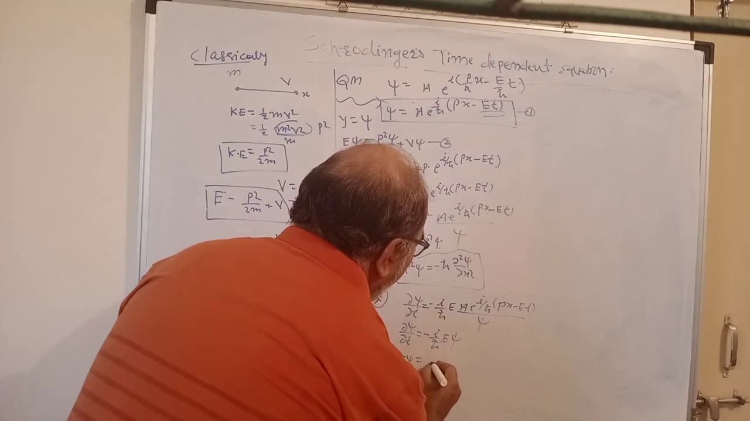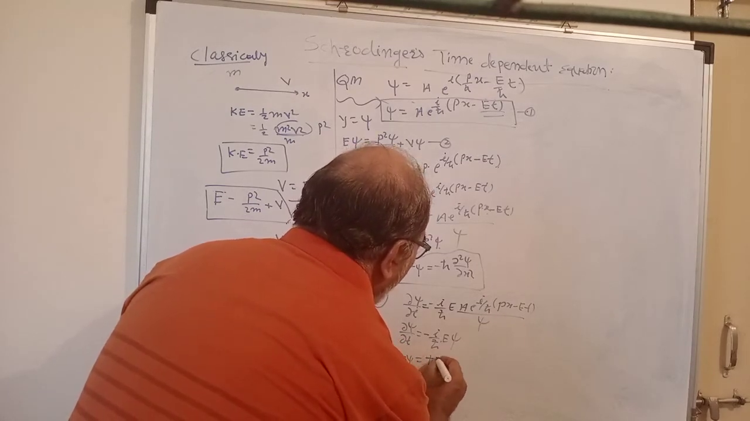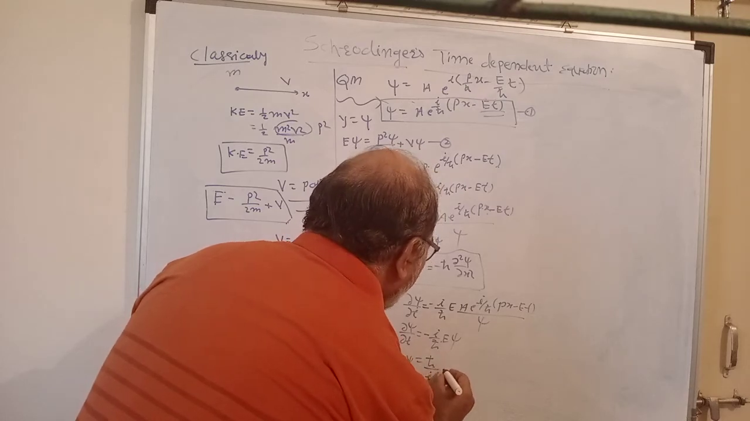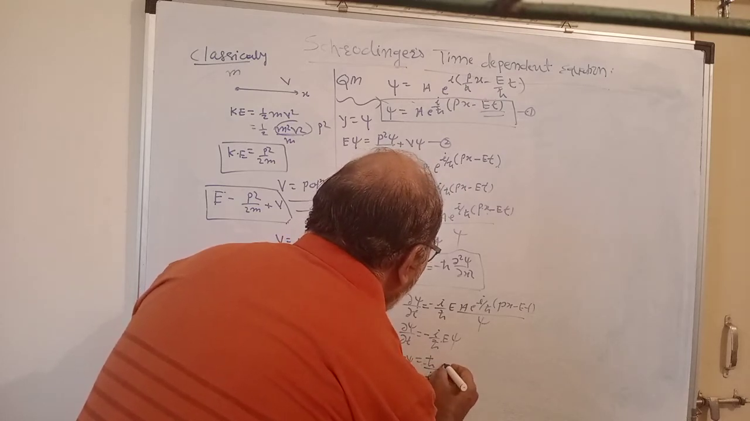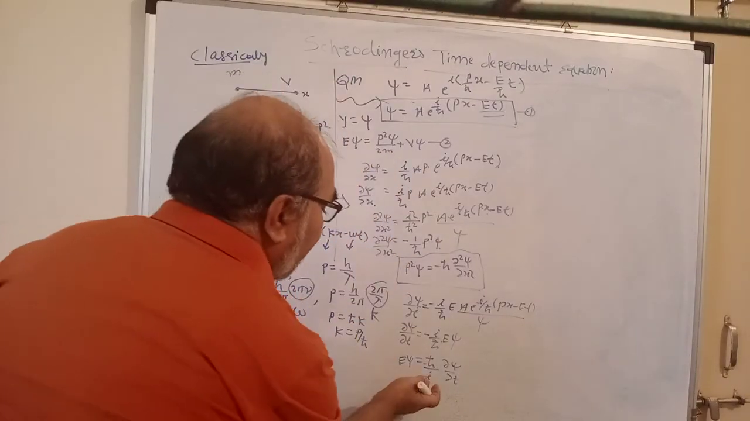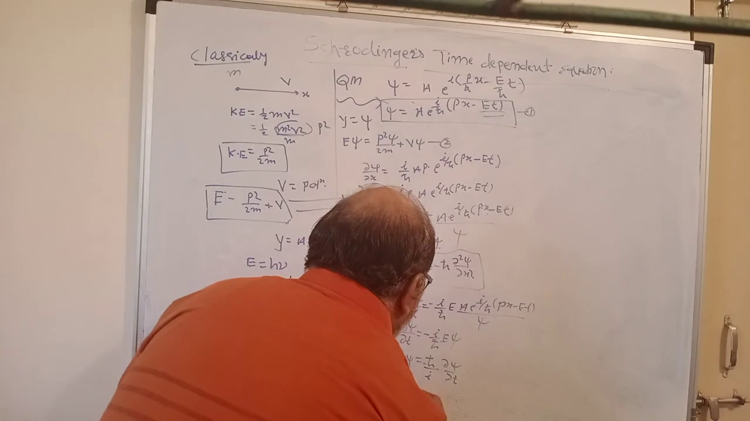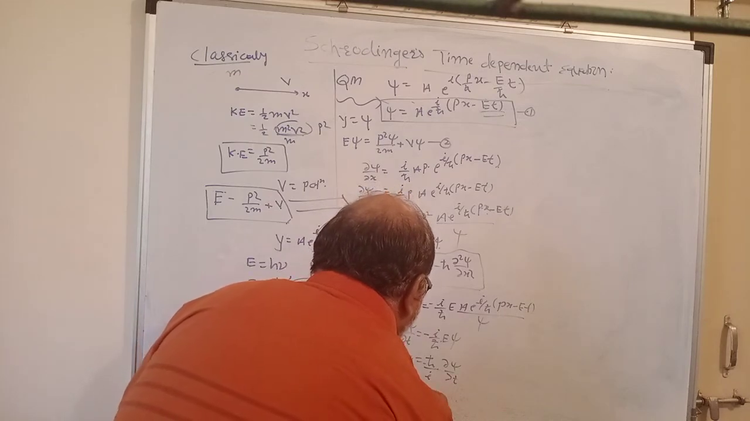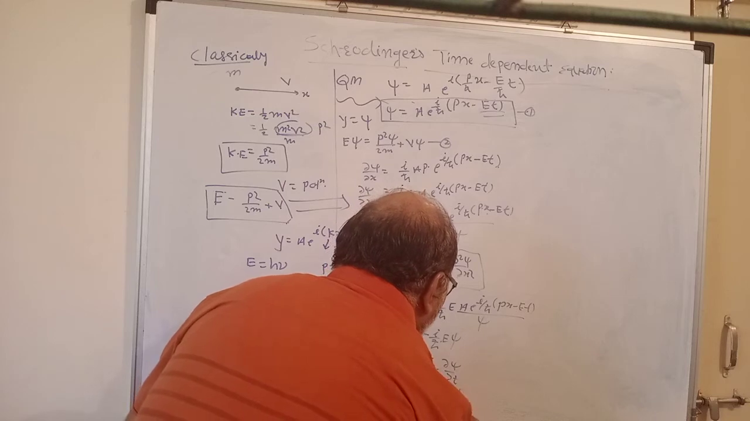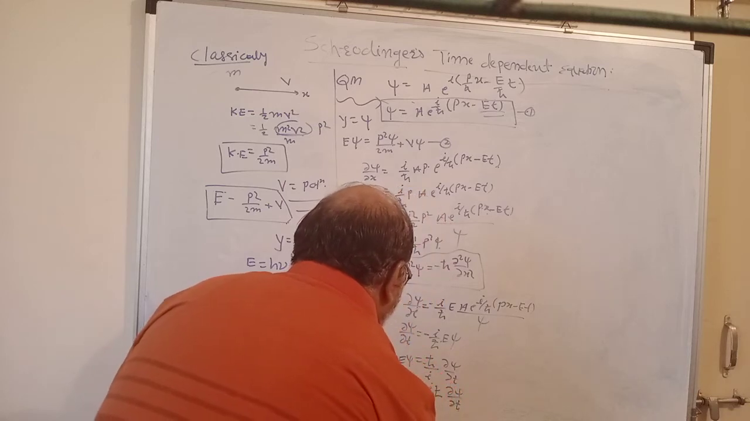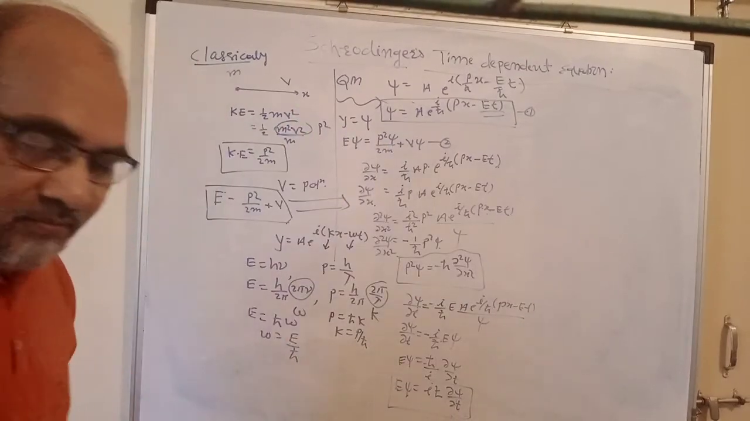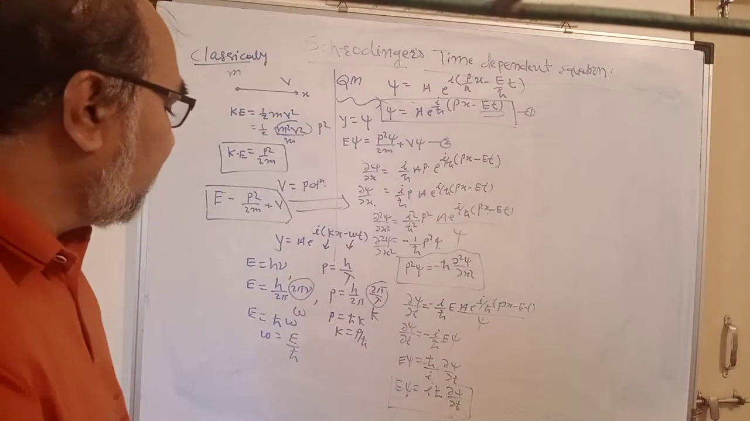So Eψ is equal to ħ by i times minus ∂ψ/∂t. Now we bring this i outside, so the minus becomes plus: iħ ∂ψ/∂t is equal to Eψ. So this is the equation for Eψ.